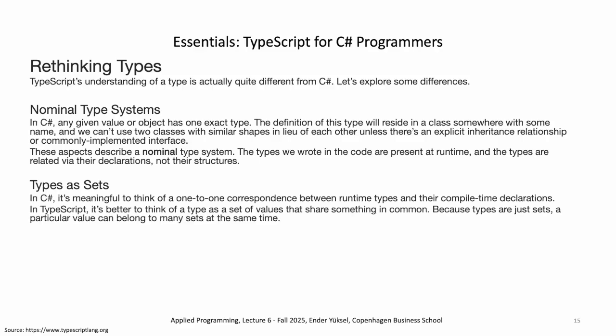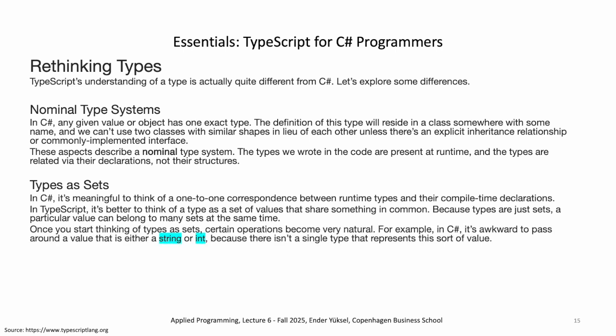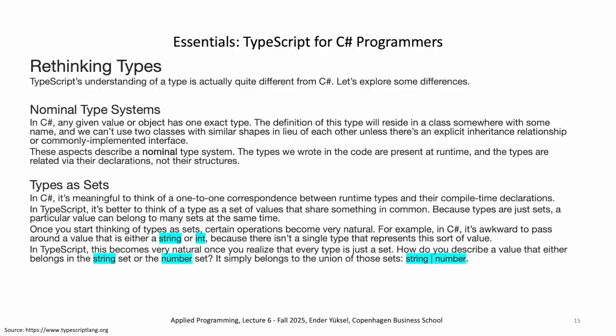In TypeScript, it's better to think of a type as a set of values that share something in common. Because types are just sets, a particular value can belong to many sets at the same time. Once you start thinking of types as sets, certain operations become very natural. For example, in C#, it's awkward to pass around a value that is either a string or an integer, because there isn't a single type that represents this sort of value. In TypeScript, this becomes very natural once you realize that every type is just a set.